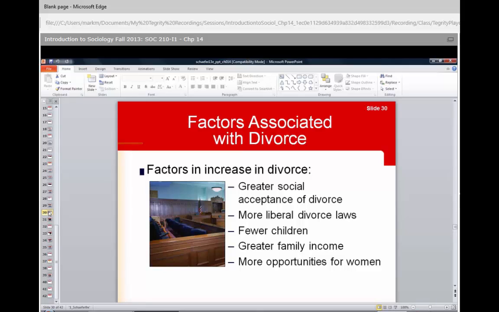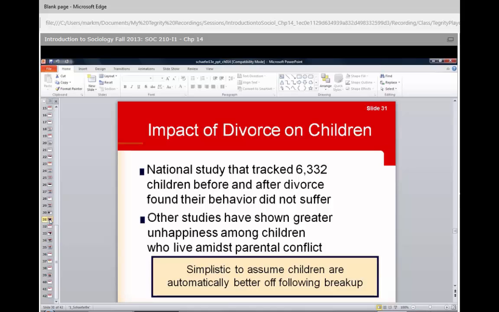Now, greater income may be surprising, but once you can make it on your own, if you really don't like somebody, you can get rid of them. And so I think that's where that comes in. It's not hard to understand that more opportunities for women may actually lead to greater family income.